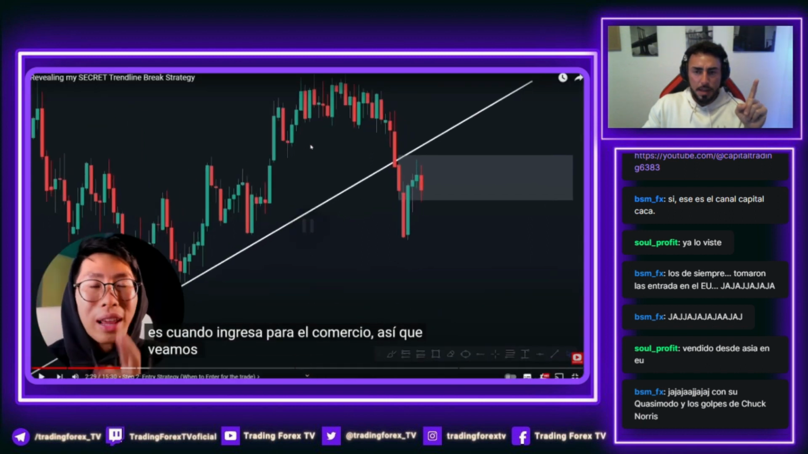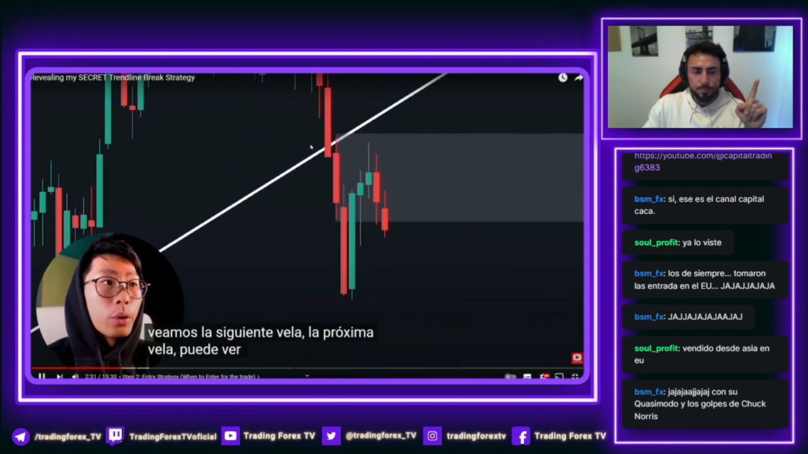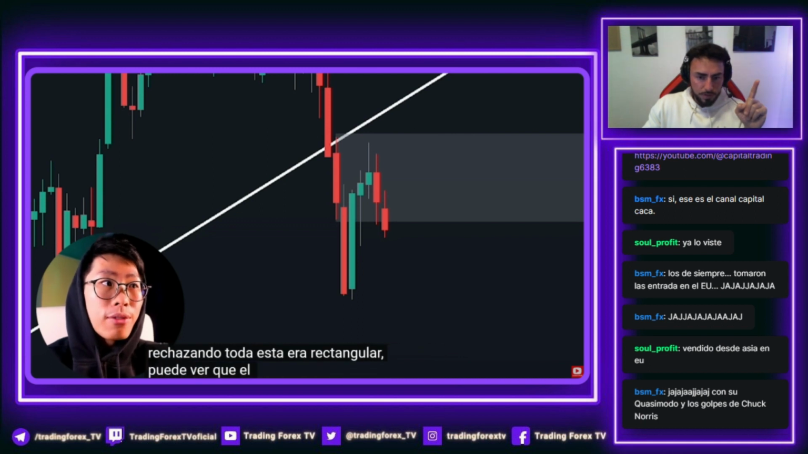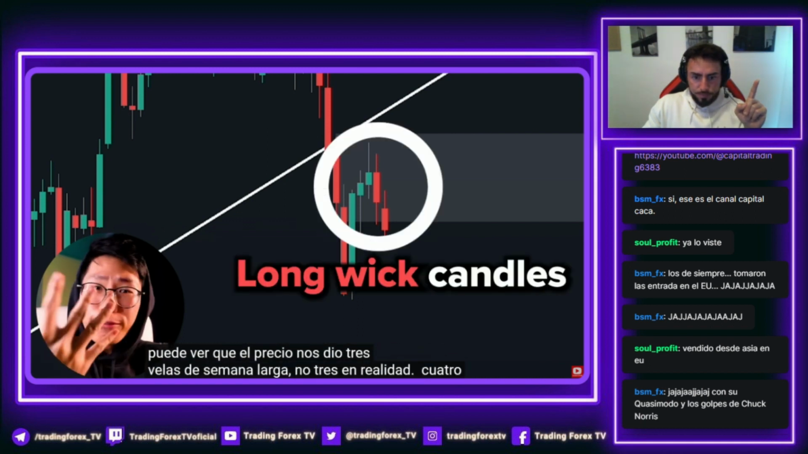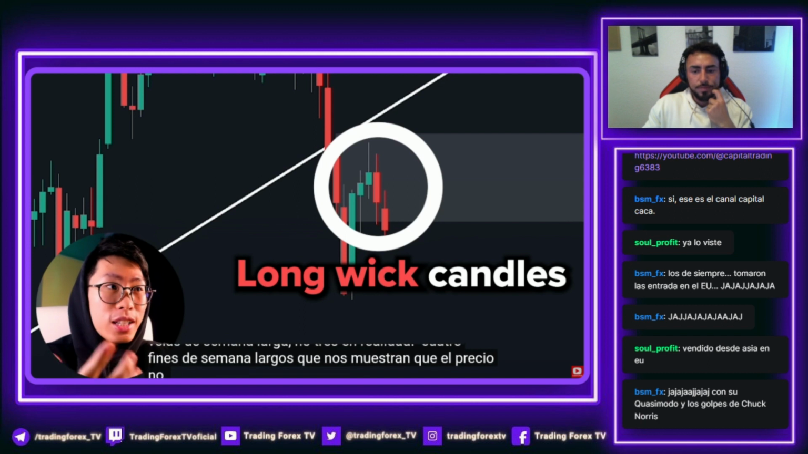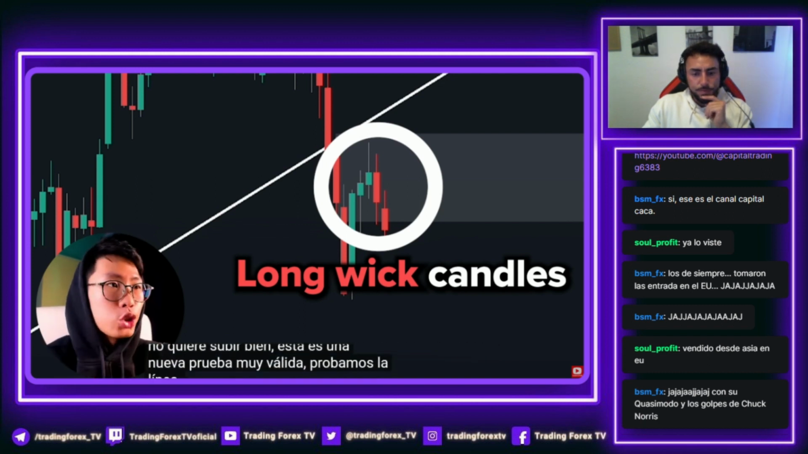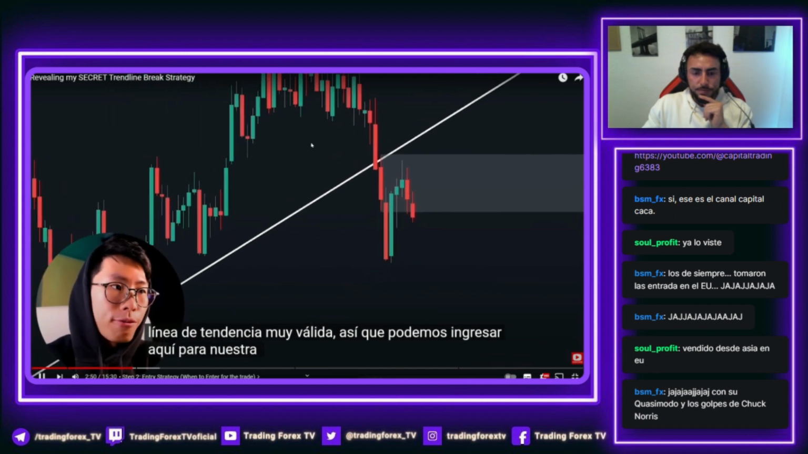So let's look at the next candle. Next candle, you can see price is just rejecting this entire rectangular area. You can see price gave us 4 long wick candles, which show us that price does not want to go up, right? This is a very valid retest, right? Retested the trend line, very valid, so we can enter right here for a sell position.